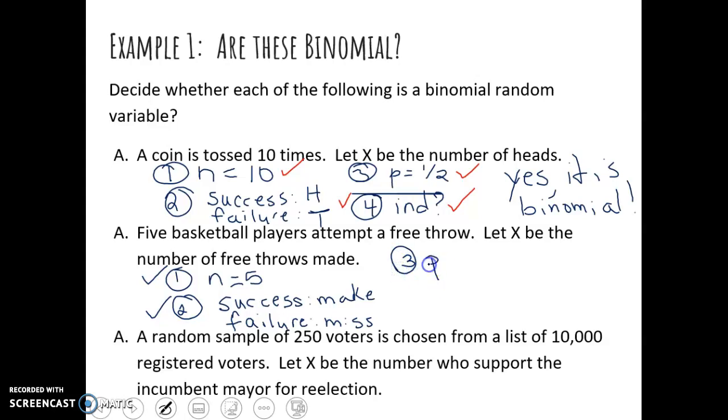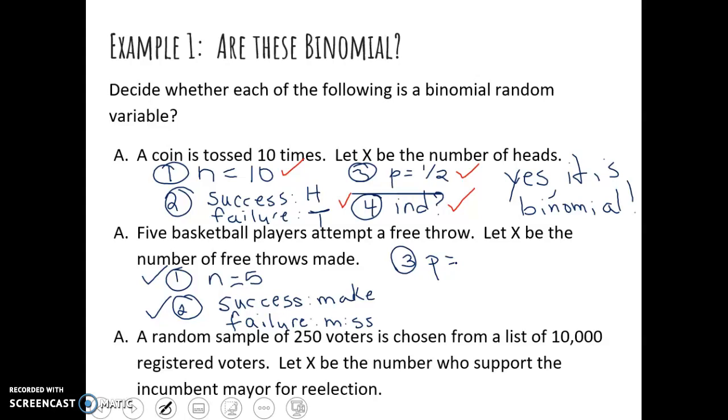Alright, is the probability the same for every trial? So hypothetically, in the perfect world, the probability of making a basket would be 1 out of 2 because there's 2 outcomes. You can make the basket, you can miss the basket, that's 1 out of 2. But in actuality, there's so much more that goes into that. What is the skill level of these 5 basketball players? Are they professional basketball players? Are they on a basketball team? Are they amateurs? Are they brand new? Have they never picked up a basketball before?